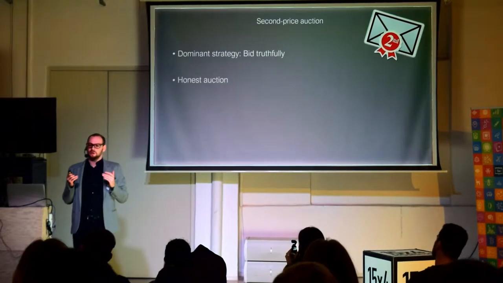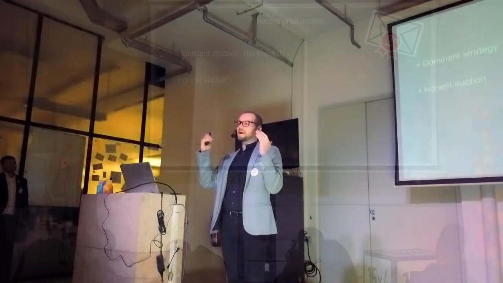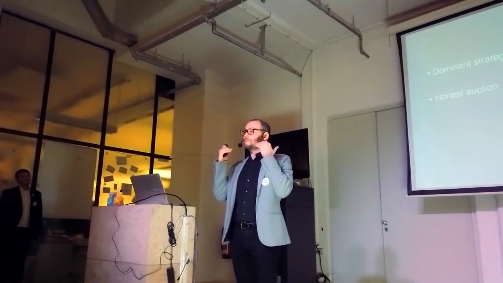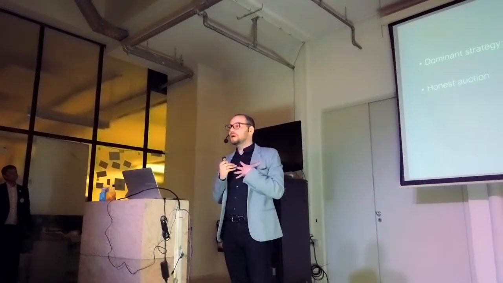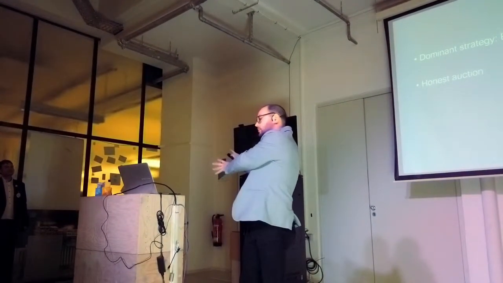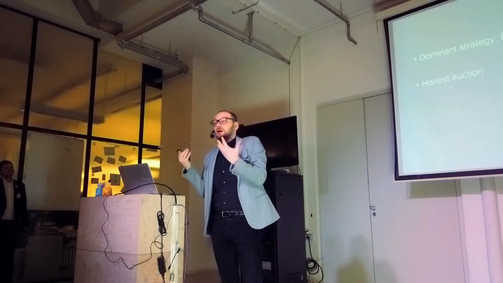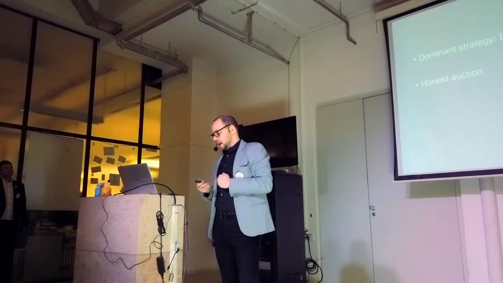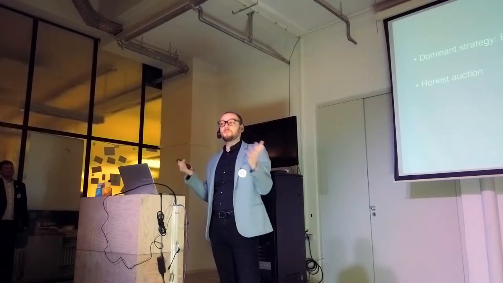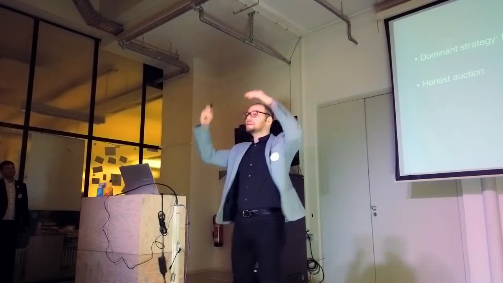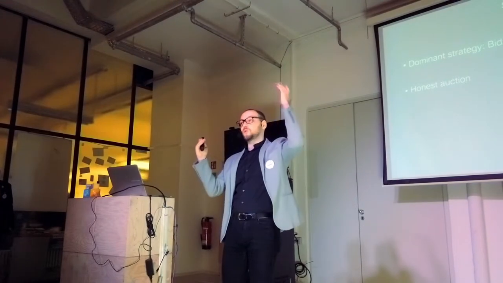In a second price auction, you can never influence the price that you pay. You have no influence on the second price. This is the price of another person. You only have influence on the probability of winning or losing the auction. And so it makes no sense to misrepresent your value, because in the end, you will pay less anyway.